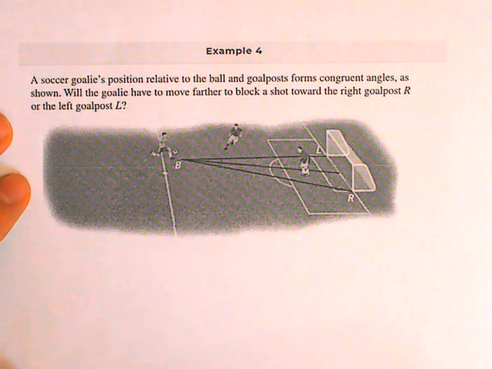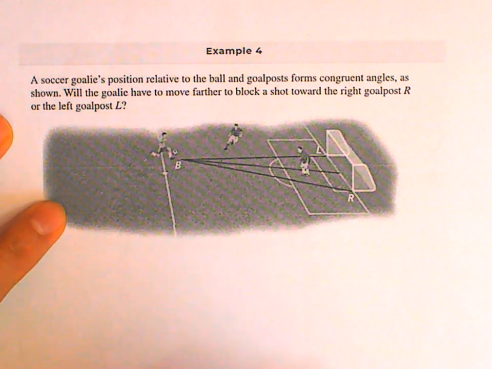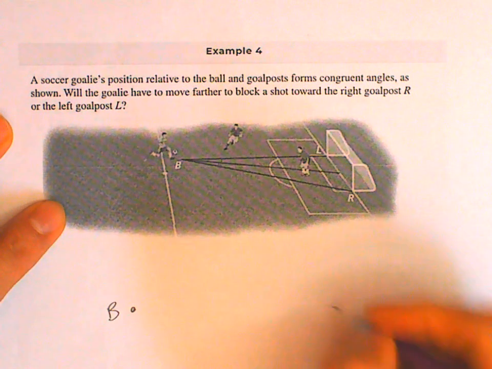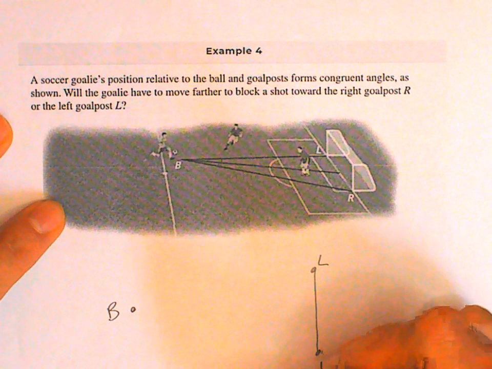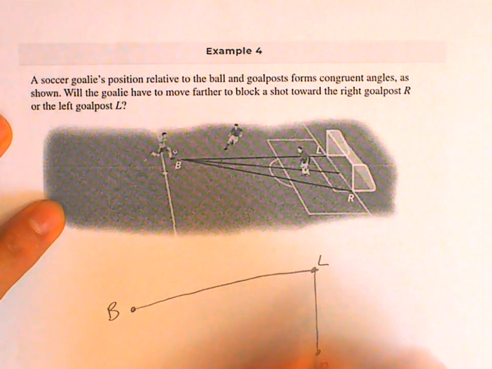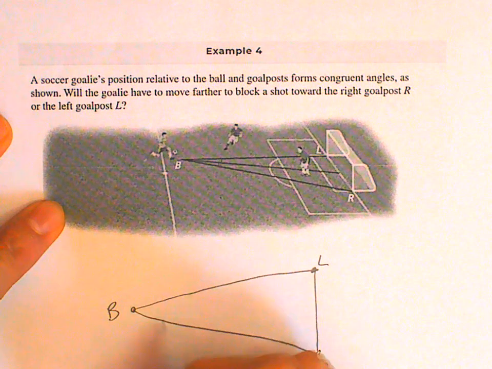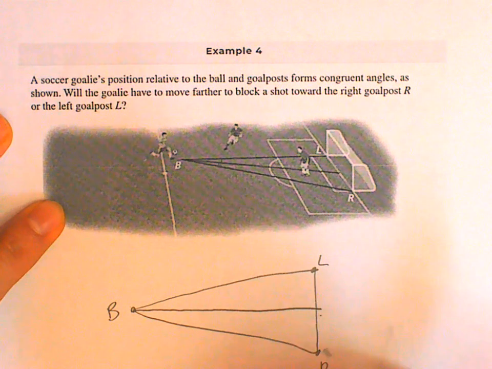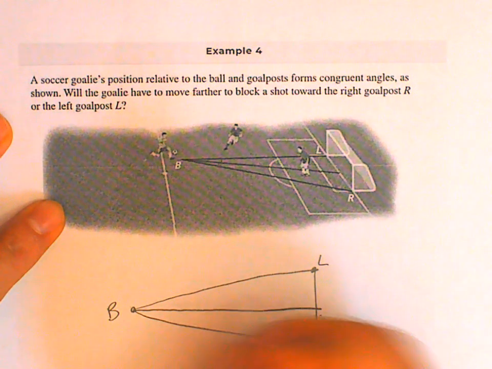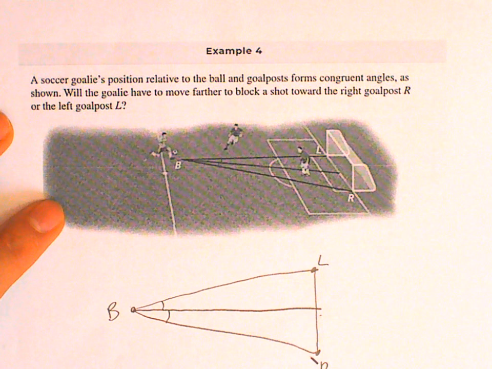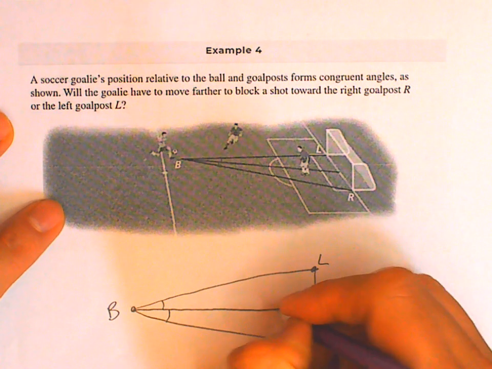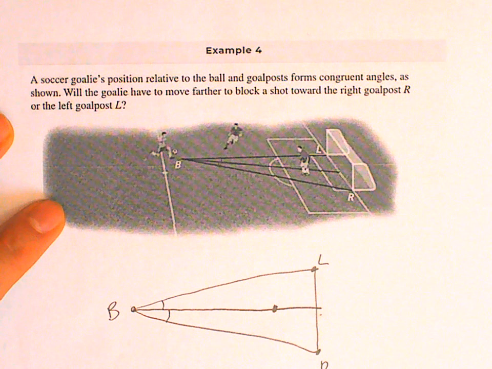So let me redraw what's going on here. You have point B, and you have a segment right here, L and R. And what it's telling you here is that you have the goalie somewhere around here. So this angle here and this angle here are congruent. They tell you that they're congruent. I know it's kind of hard to see, but they are. So this point right there, they want to know if he has to block the shot, will he have to move farther to the left or to the right?